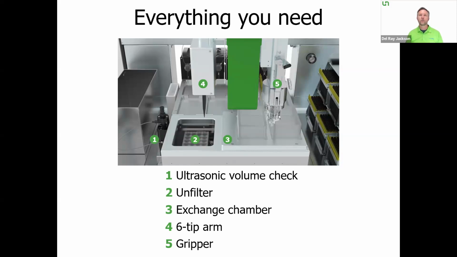We'll start off with that ultrasonic volume check. That's located here to the left of the buffer exchange chamber. It uses acoustic technology, and basically it just bounces sound waves down off the top of the liquid. We do some accounting for the meniscus values because that can vary, but essentially you can get a well by well or sample by sample volume check using that tool.